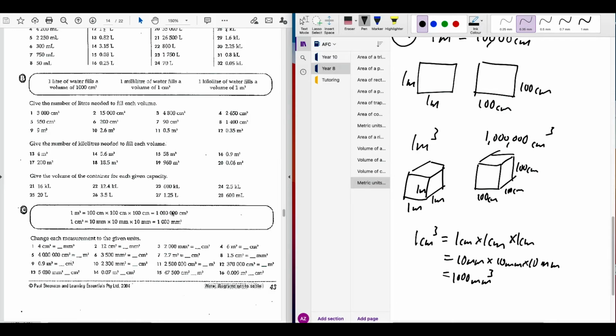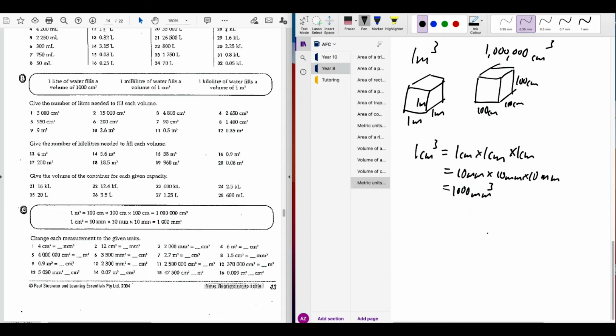And what I strongly recommend is that you try to memorize these results. If you can't memorize these results, try to work them out like this. Because in the exam, they're not going to tell you these two things because they expect you to already know how to work it out.